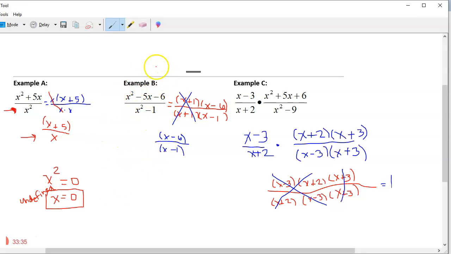Let's go to example B. I look at example B right before I simplified. I'm looking at the factors before I simplified. My factors were x plus 1 and x minus 1. To find my undefined values, I need to set both factors equal to 0 and solve for x. So I am going to set x plus 1 equal to 0.